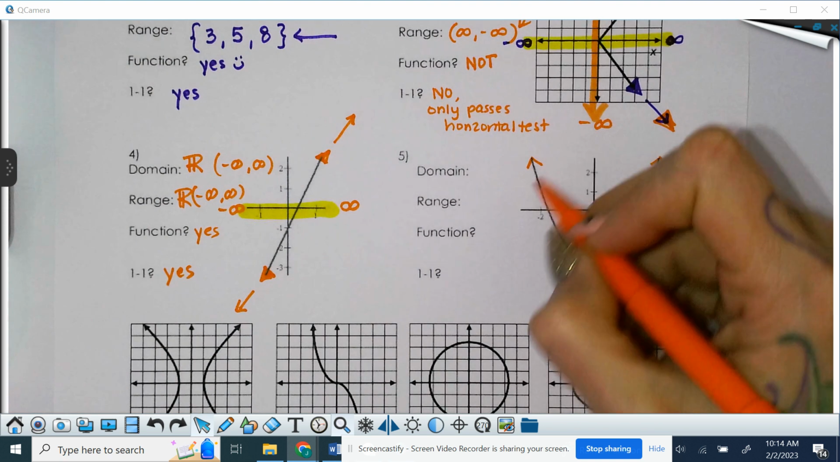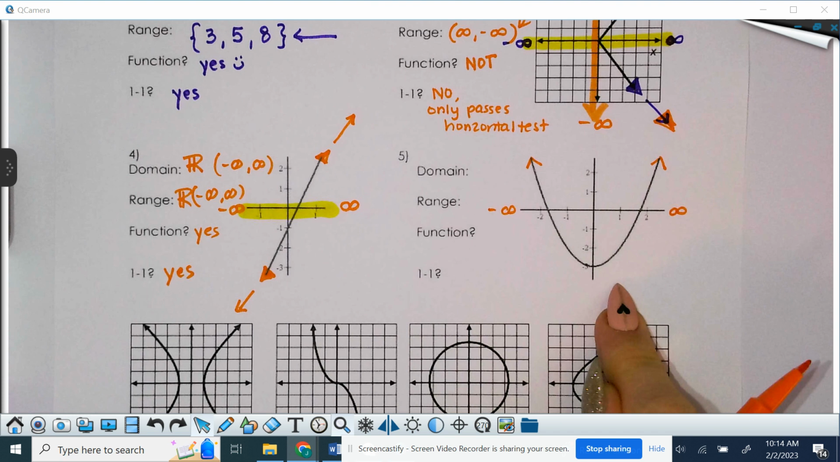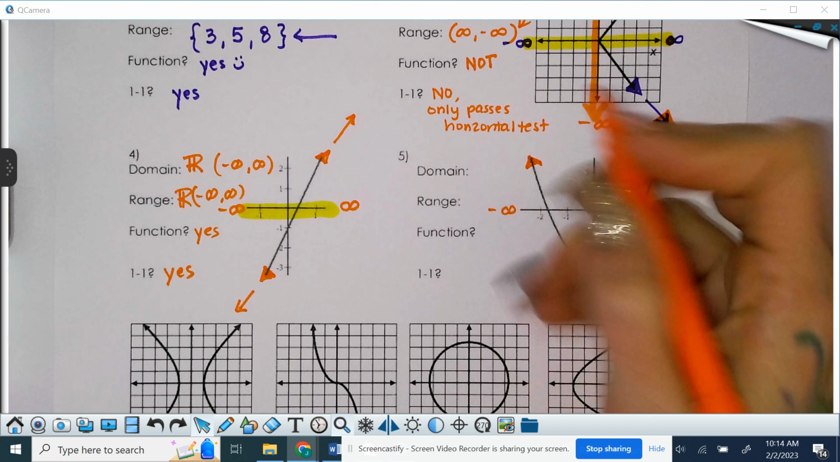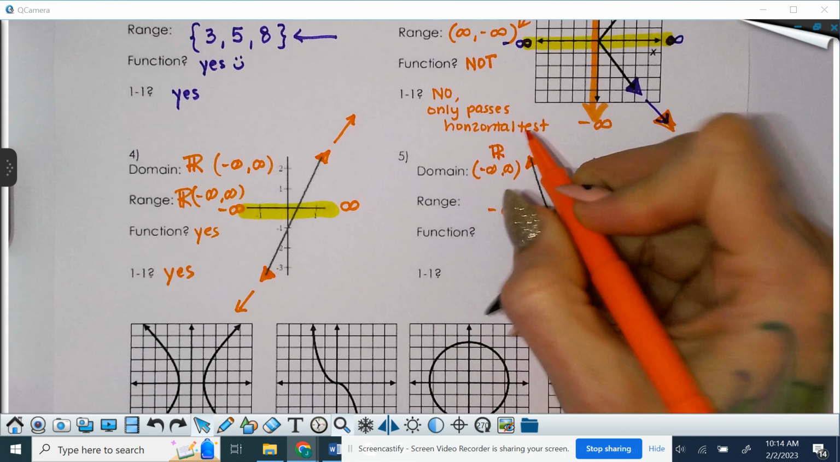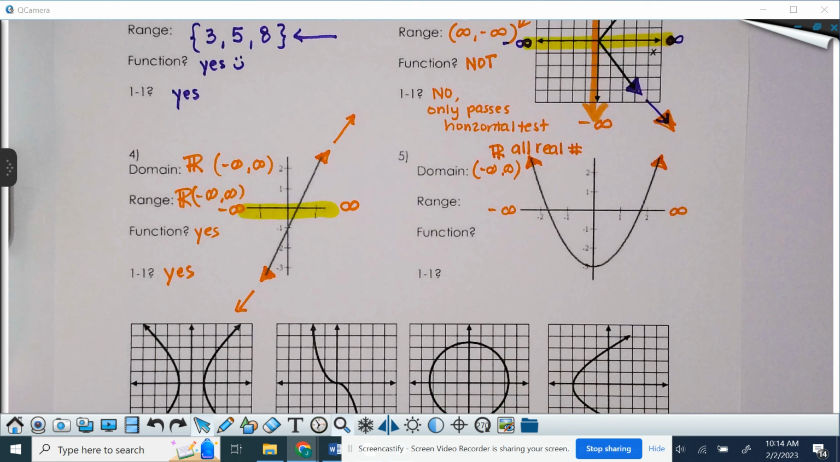Our domain for this one: this is negative infinity, this is positive infinity. Again, we have both arrows, which means it's going to keep going left to right. So our domain is going to be negative infinity to positive infinity, also known as all real numbers.